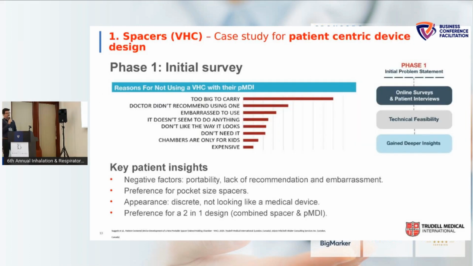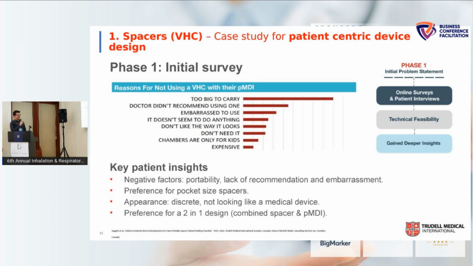So this was for a spacer, like I mentioned, and they started, of course, by doing a survey to understand the patient perspective regarding spacers and what their concerns or negative feedback were. You have here an overview of different aspects. So spacers are too big to carry, patients feel embarrassed to use it outside their home setting, or they need to be in a private environment to use it. They don't like the way it looks, etc. So with this initial survey, they tried to understand what patient perspectives they should really focus on in the design of the device.